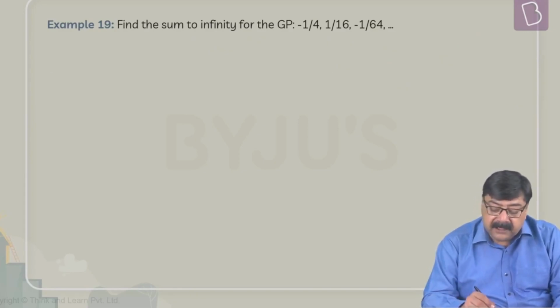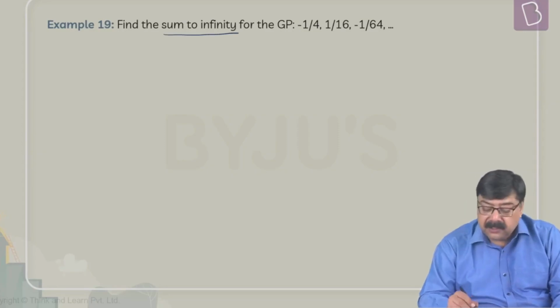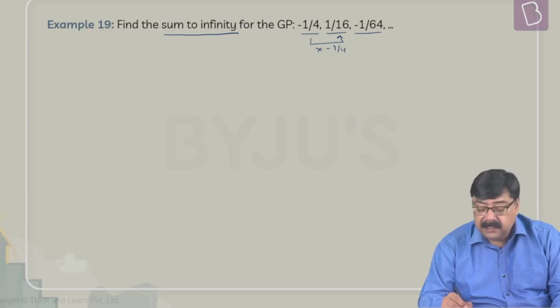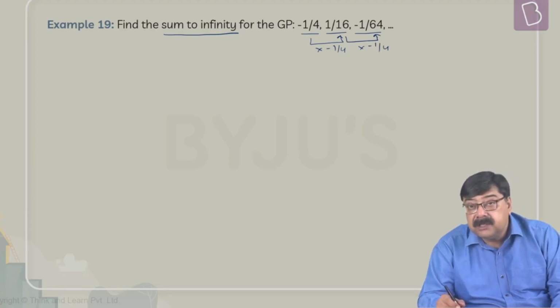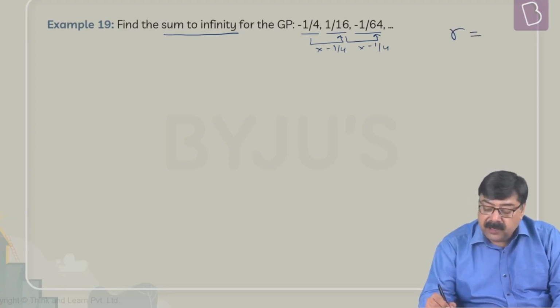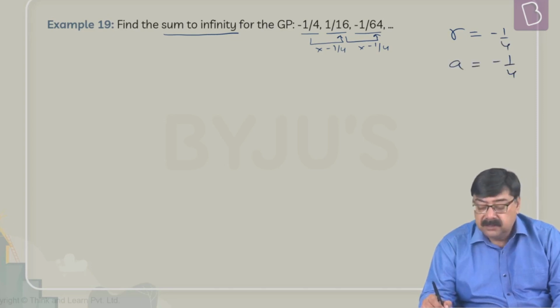So find the sum to infinity for the GP: minus 1 by 4, 1 by 16, minus 1 by 64. So clearly, this is minus 1 by 4 into minus 1 by 4, that is 1 by 16. 1 by 16 into minus 1 by 4 is minus 1 by 64 and so on. So the value of r here is minus 1 by 4. A is known to us again as minus 1 by 4. Now r here is less than 1 anyhow.